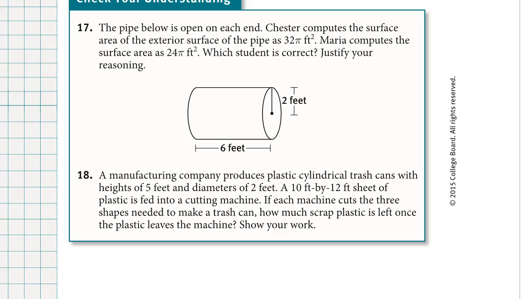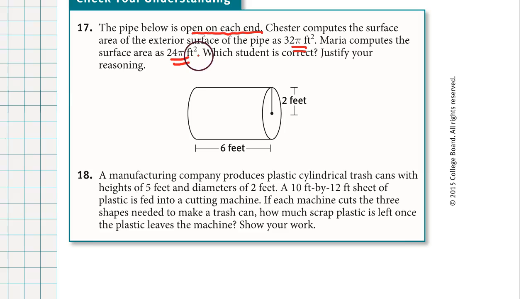Jump ahead to the Check Your Understanding number 17. Here's a picture of a pipe. We're told the pipe is open on each end. So when we find the surface area of the pipe, we're not going to include circle-shaped bases because those are just open. Chester gets the answer as 32 pi square feet. Maria gets the answer 24 pi square feet.